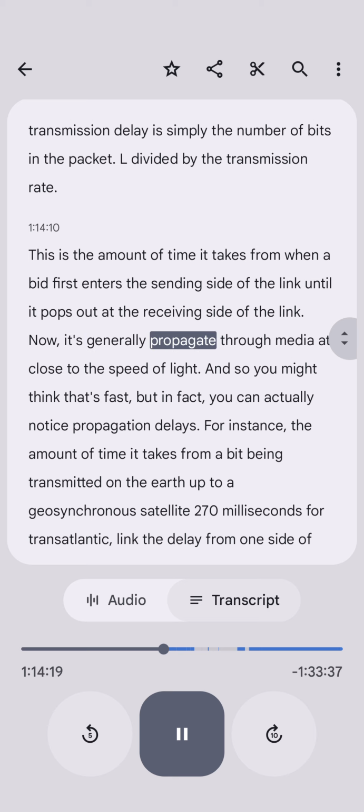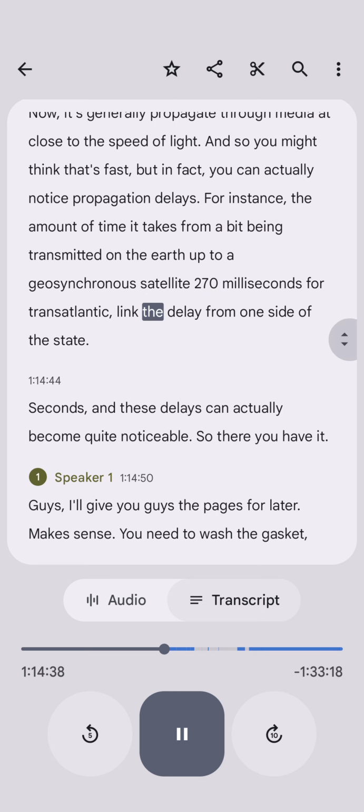Now, bits generally propagate through media at close to the speed of light, and so you might think that's fast, but in fact, you can actually notice propagation delays. For instance, the amount of time it takes from a bit being transmitted on the Earth up to a geosynchronous satellite, 270 milliseconds. For a transatlantic link, the delay from one side of, say, the east coast of the United States to Europe, that's on the order of 30 milliseconds. And these delays can actually become quite noticeable.